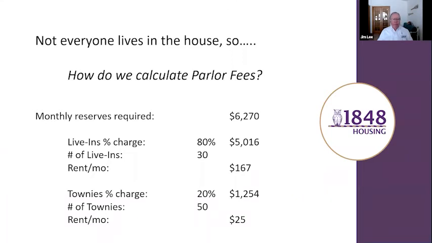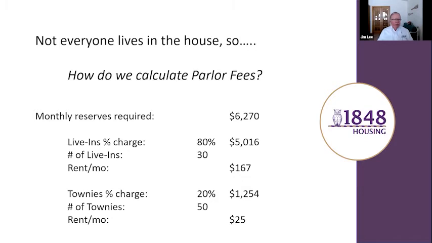So let's just figure out how to calculate some parlor fees. And this, again, you can do however you want to, but in this example, I did it as an 80-20. So 80% of the cost being charged to those that live in, 20% to the townies. Maybe there's a lower population of non-residents than residents in this chapter. In this case, you just take the 6270 times 80%, divide that by the number of beds, the number of people living in. That's how much rent, the $167 a month you should be charging in order to keep those reserves maintained by those brothers living in.